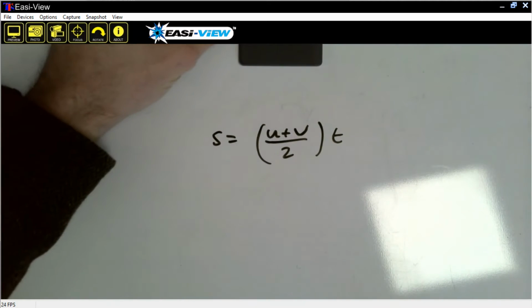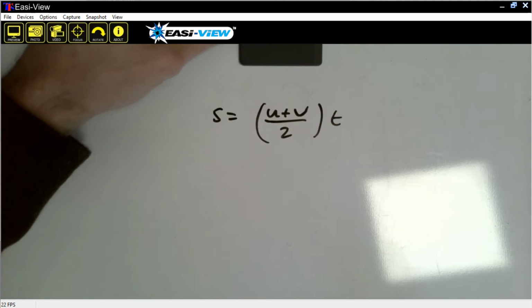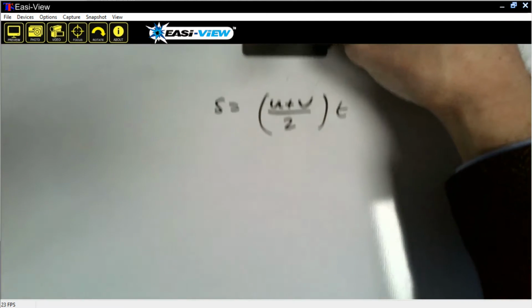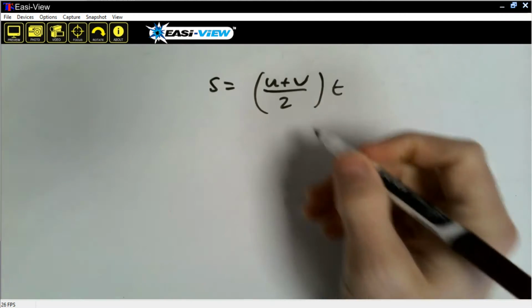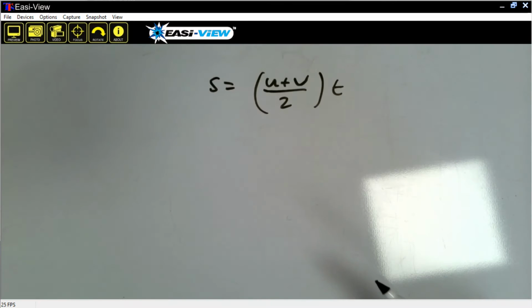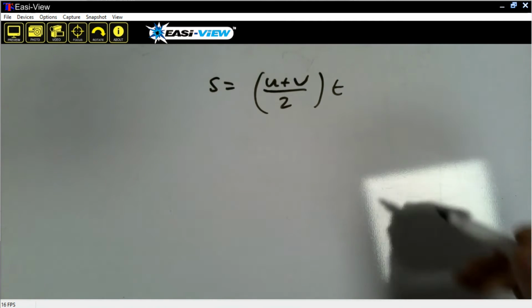Now, what you may notice is that actually that's the average speed. You've got two different speeds. You've got the start speed and the final speed. And if the acceleration is uniform, which is what we have to expect, so it has to be uniform acceleration for these equations to be valid, then this equation is valid: the distance traveled or displacement S is given by the average speed multiplied by the time.